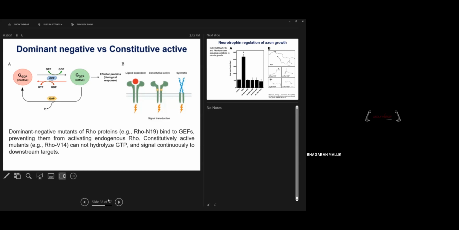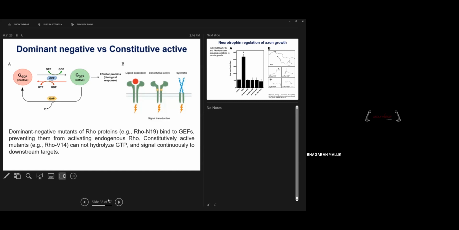So exogenously you are expressing this dominant negative form, Rho N19, and endogenously you also have expression of Rho proteins. When you express the dominant negative form, it can bind to the GAP, which can inhibit the endogenous Rho. That means you can entirely shut down the system. You can have the inactive form of this protein always in the system. So that's how you can also deplete the endogenous form of this protein.